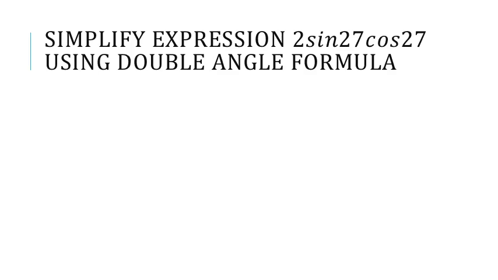Our first example is simplifying the expression 2 times sine of 27 times cosine of 27 using the double angle formula. As we can see, this expression here matches that of our double angle formula for sine of 2x. Thus, we can conclude that x is equal to 27.